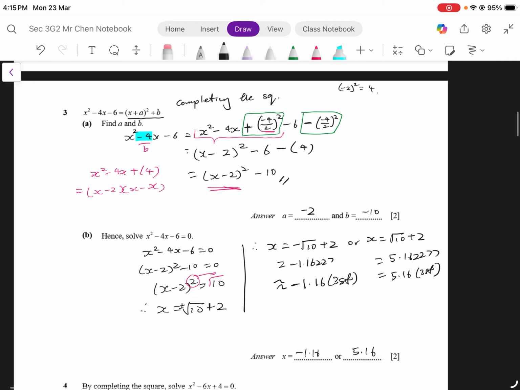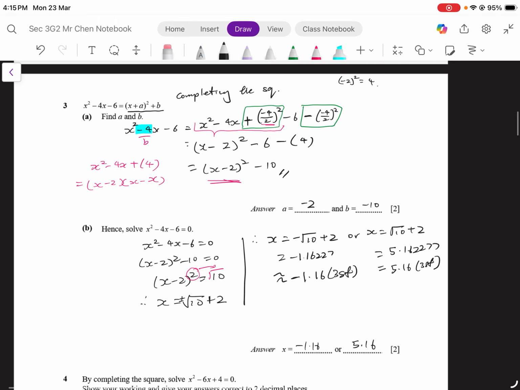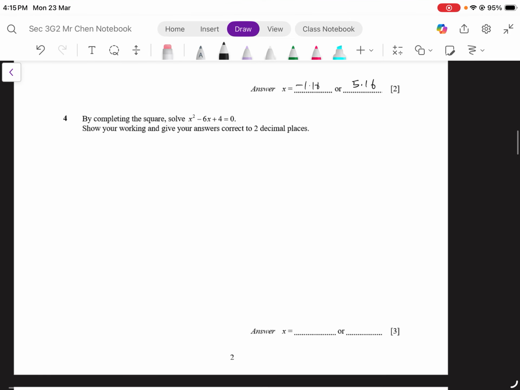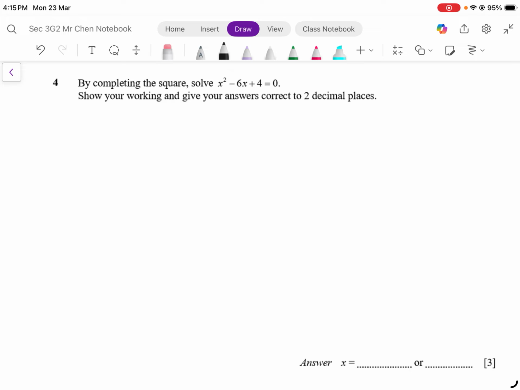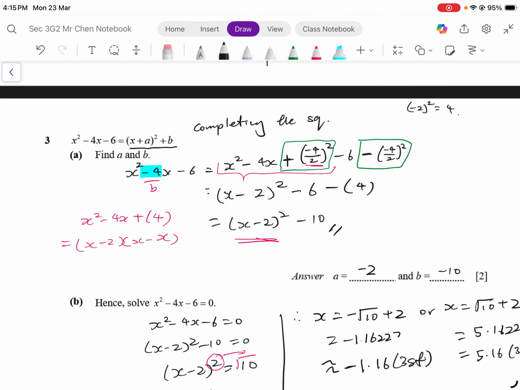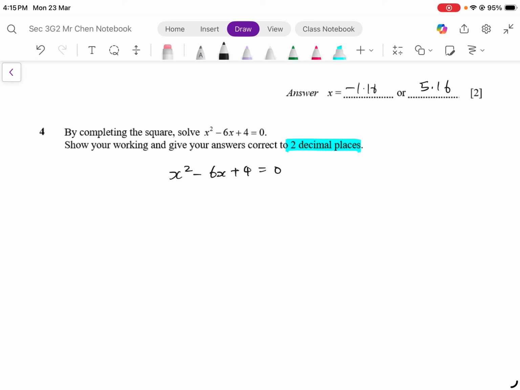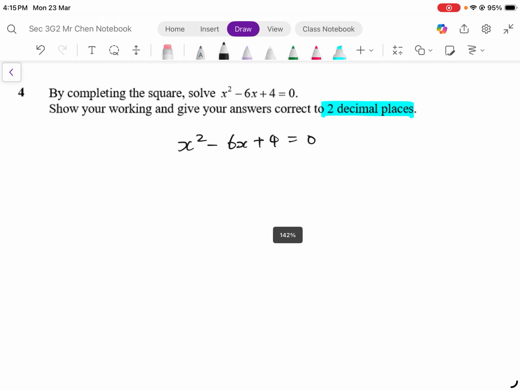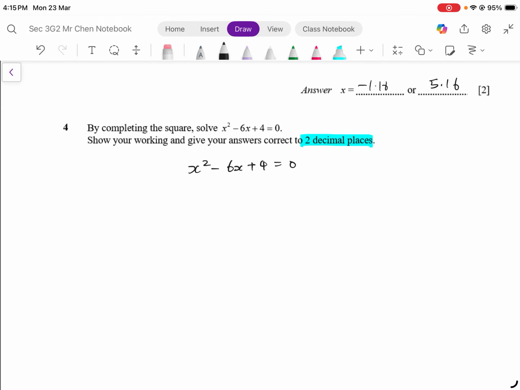Okay, can. So this is a common question which came out in your WA, right? So moving on. Okay, this one more straightforward. By completing the square. Okay, so what you will have is x squared minus 6x plus 4 equals to 0. Again, 2 decimal places. Okay, so take note. It's either 3SF or 2 decimal places. Right, usually you get the same answer.